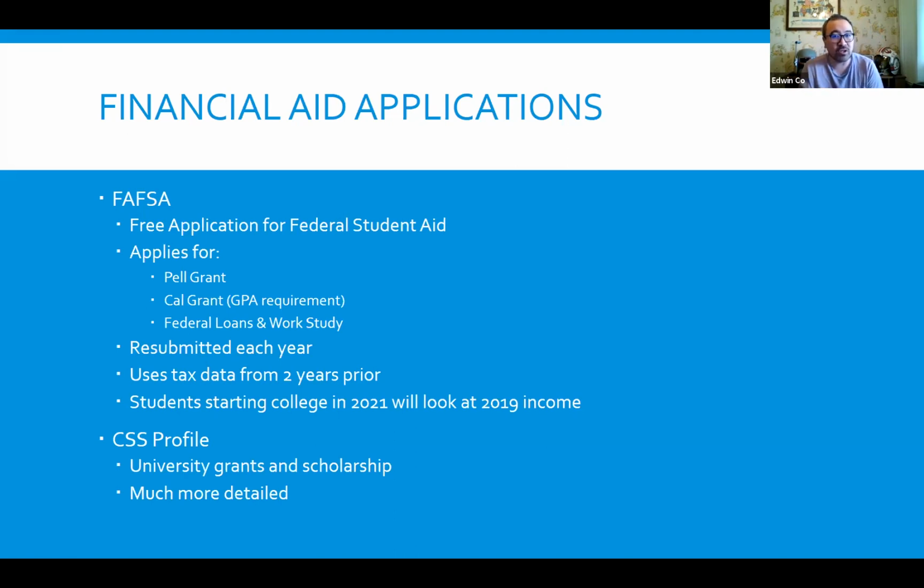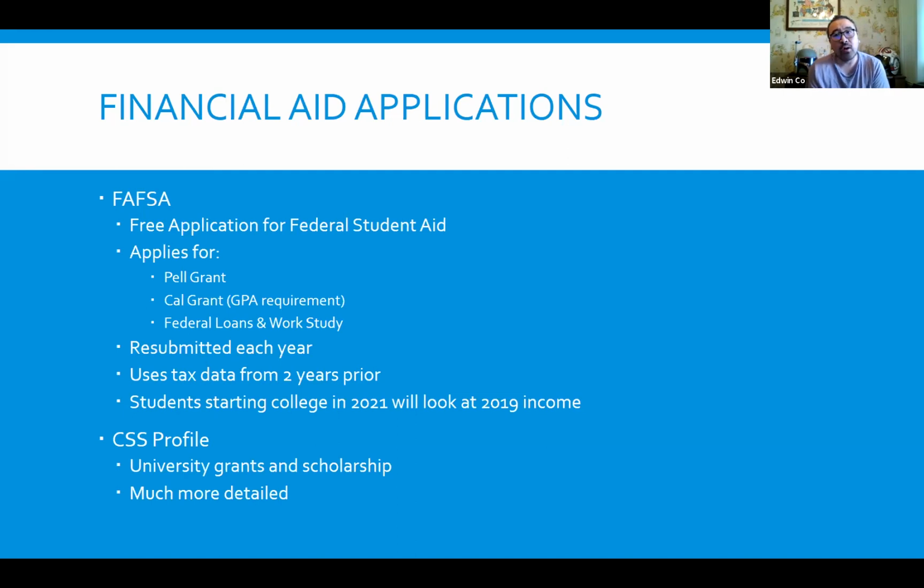Why? Because there's a much larger gap to fill. The CSS Profile digs a lot finer into your parents' income. They talk about investments, the value of your current home, the type of cars you own, and other savings accounts you may have, particularly if you have a business. So they will ask a lot more information.